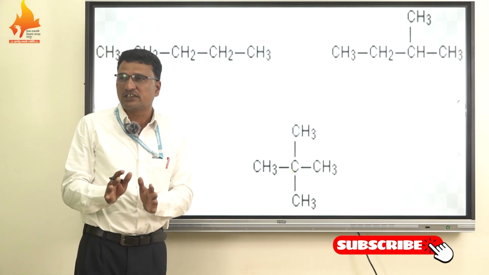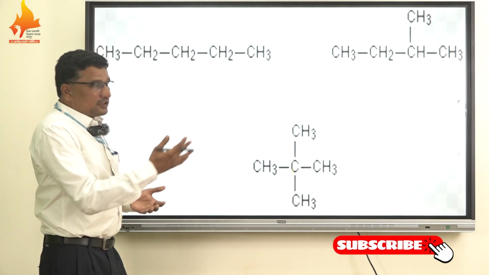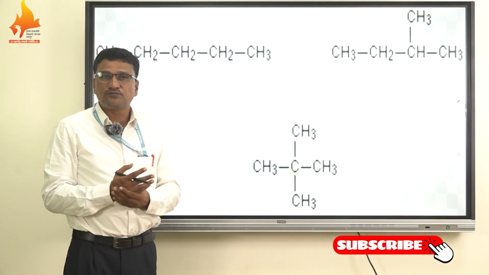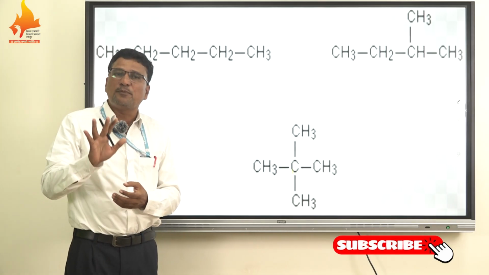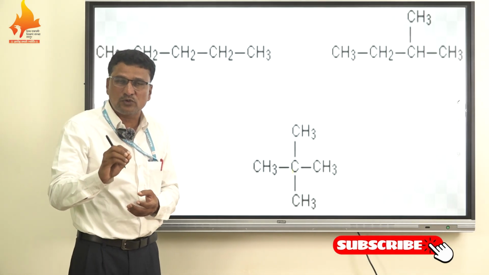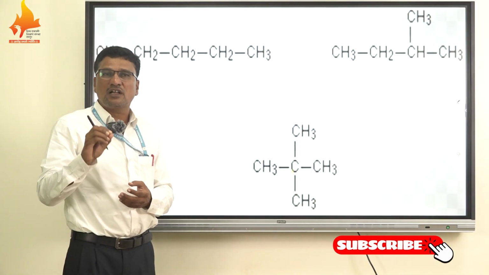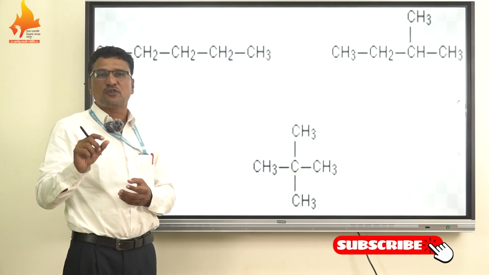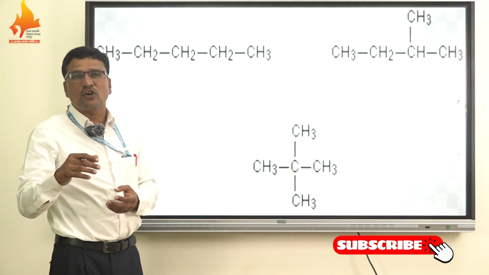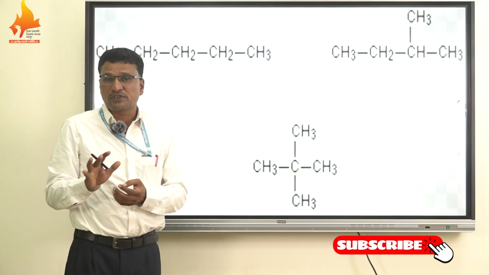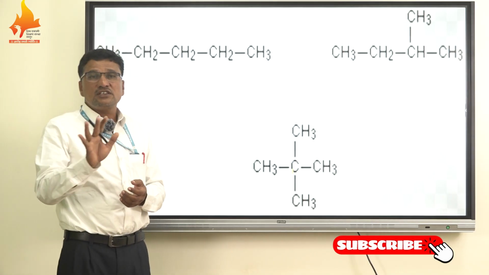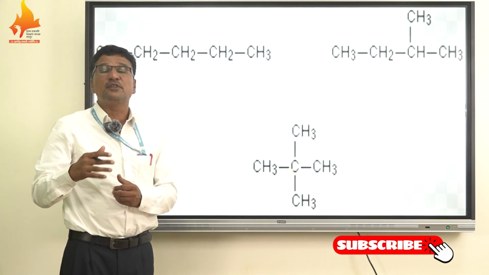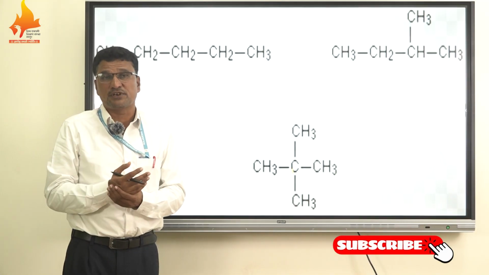There is branching. So, you know the names N-pentane, isopentane and neopentane. These 3 compounds have the same molecular formula but differ in the carbon chain. That's why they are called chain isomers of each other, and the phenomenon is known as chain isomerism.